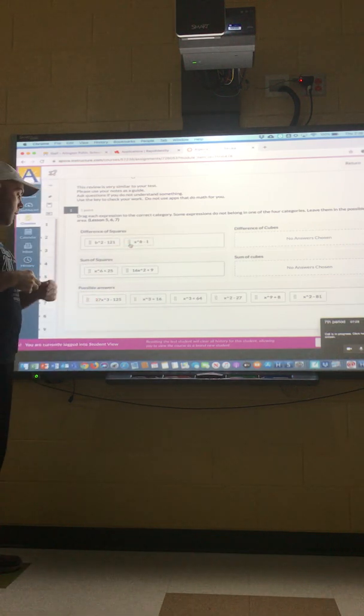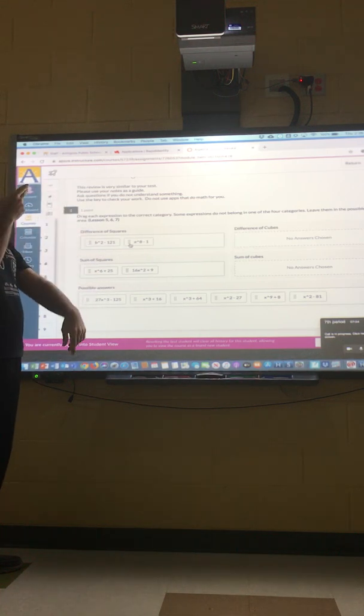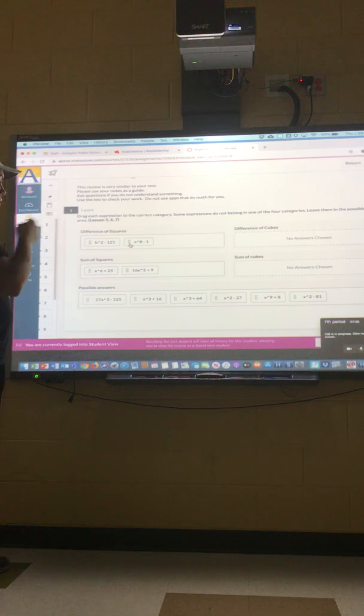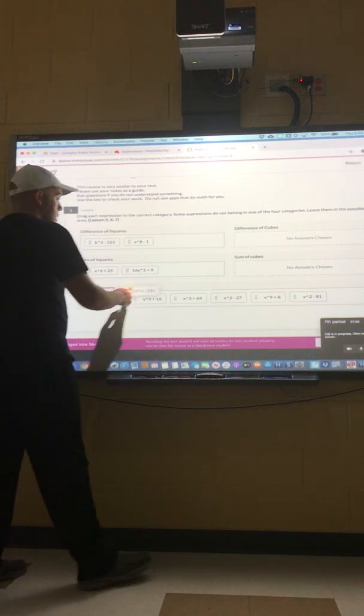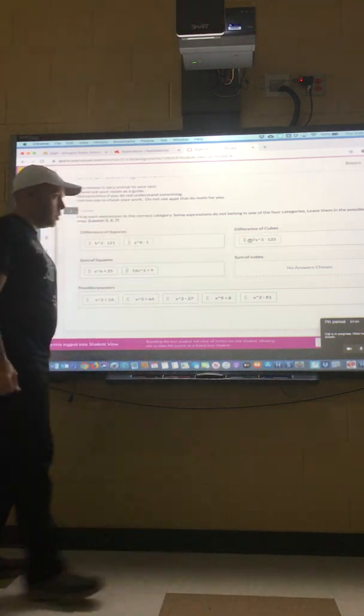Okay, next up, I've got 27x to the 3rd minus 125. 27 is a perfect cube, x to the 3rd is a perfect cube, and 125 is a perfect cube. Since it's a minus, I know it's a difference, so I'm going to move that to the difference of cubes.